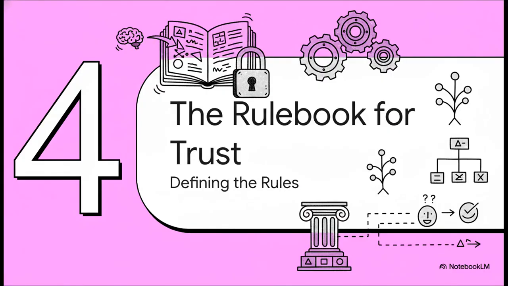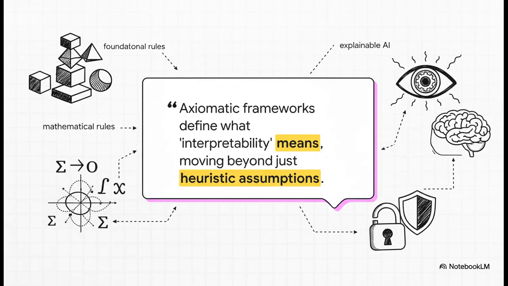Okay, but hold on. Just teaching the AI the words isn't the whole story, is it? To really trust it, we need to make sure it's using that language consistently, logically. It's like the interpreter can't just make stuff up. It needs a strict grammar book to follow. And that is where the axiomatic part of the name comes into play. You see, an axiom is just a foundational rule, an established truth. So instead of just relying on educated guesses or assumptions, axiomatic modeling lays down a formal mathematical set of rules for what interpretability even means.